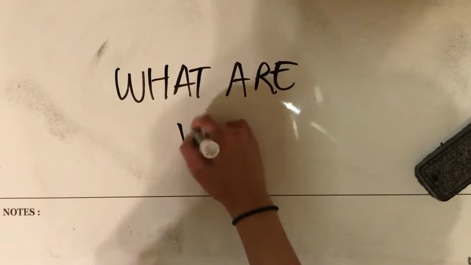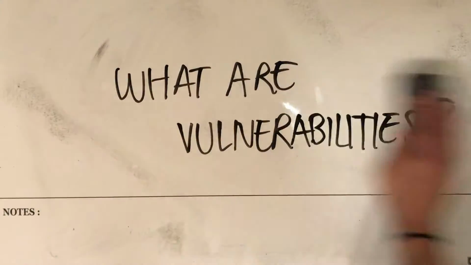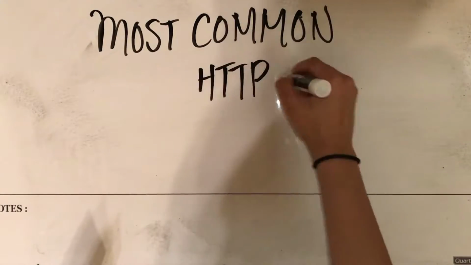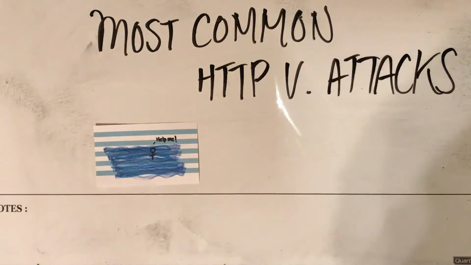What are vulnerabilities? Basically, a vulnerability would just be something an attacker would use in order to be able to access information on your computer. The most common types of HTTP vulnerability attacks are flooding attacks and directory transversals.